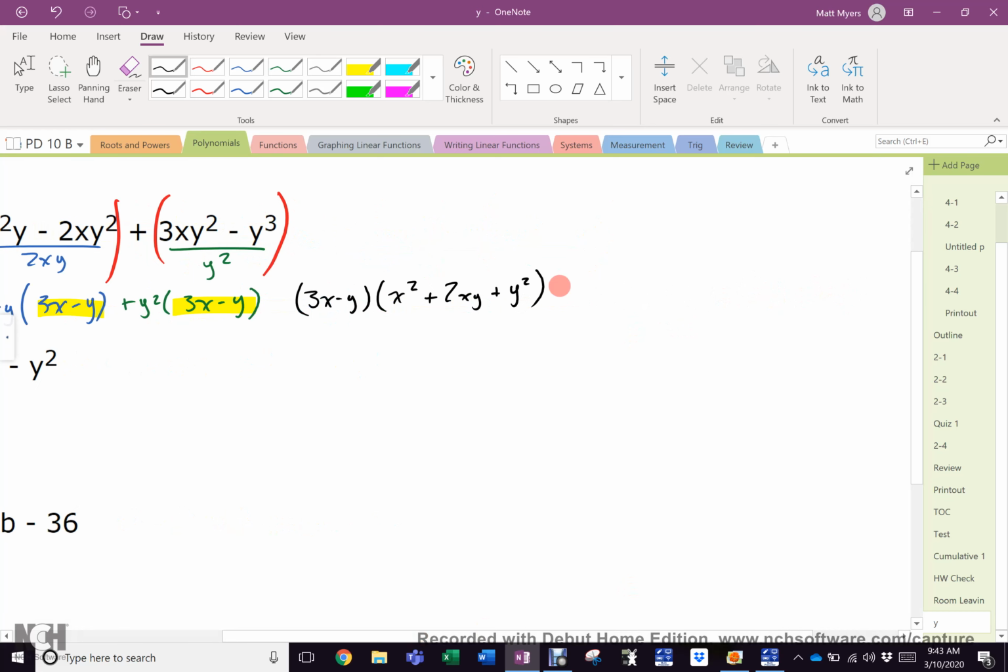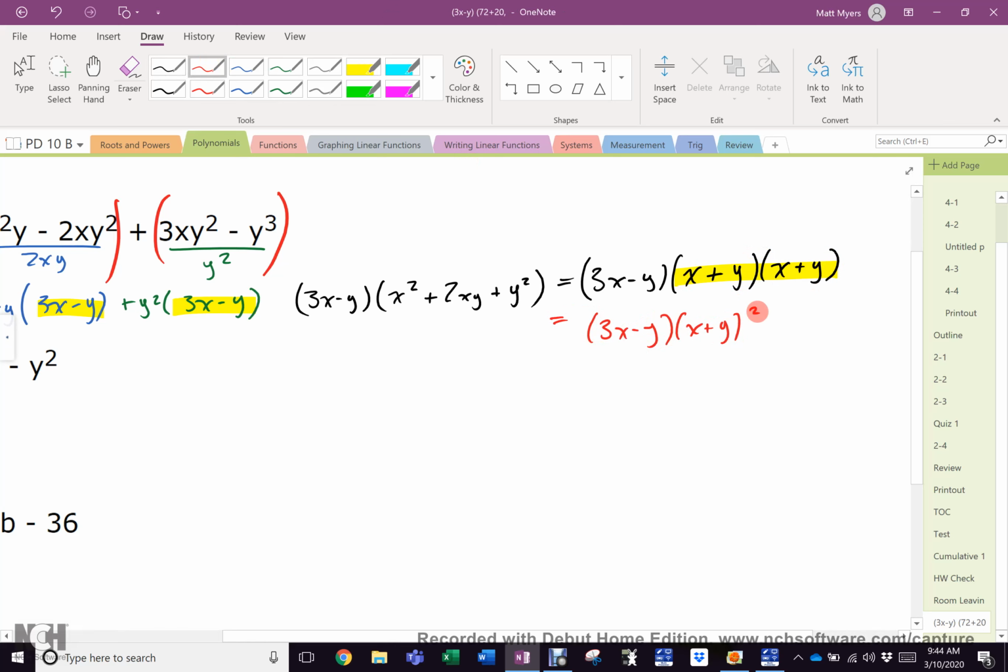So 3x minus y, x plus y, x plus y. And that, of course, you could also write, if you wanted to, as 3x minus y, x plus y squared.